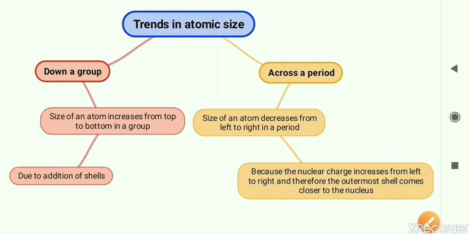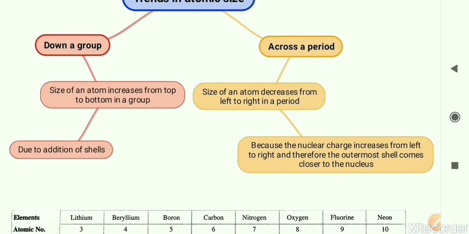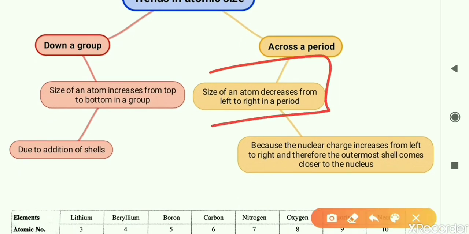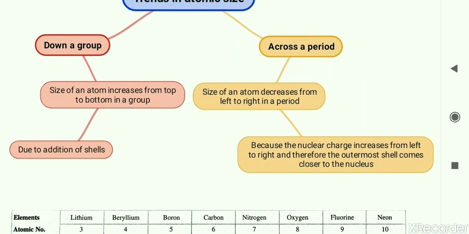Coming to the second trend, atomic size across the period. As you go left to right in the periodic table across a period, the atomic size decreases. Yes, the atomic radius or size decreases left to right in a period. The reason being that the nuclear charge is increasing. As a result, the outermost electrons, that is the valence electrons, come closer to the center of the atom because the number of shells is not changing across the period.